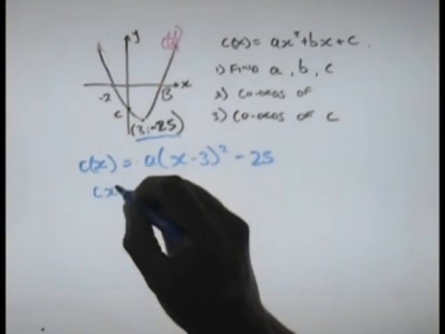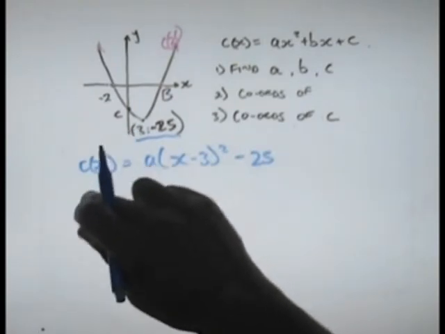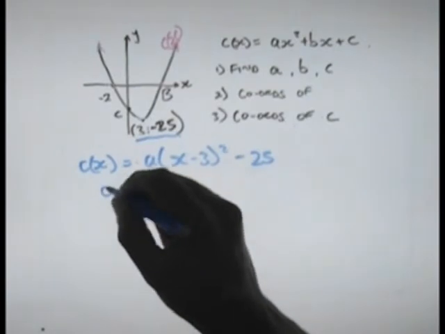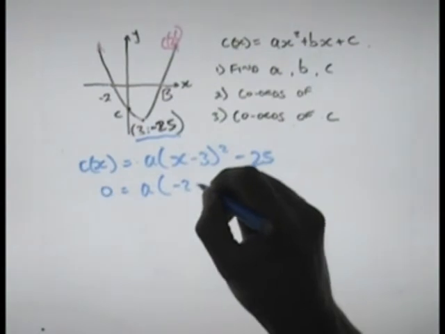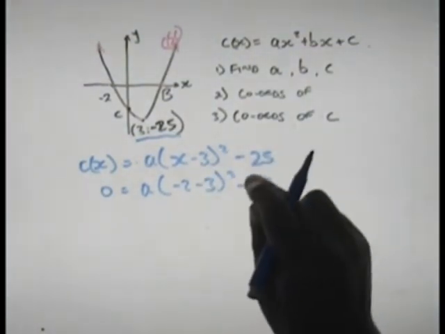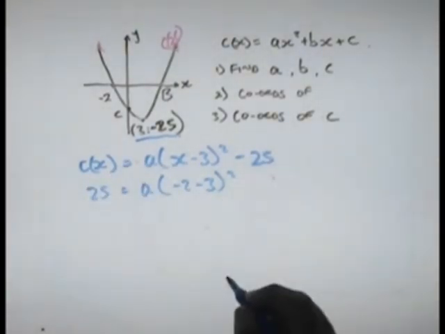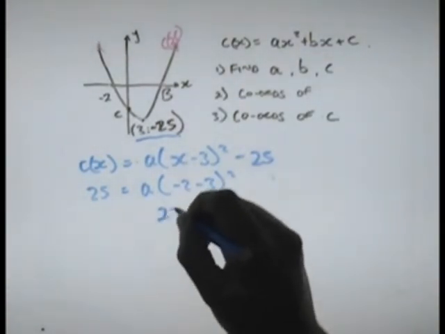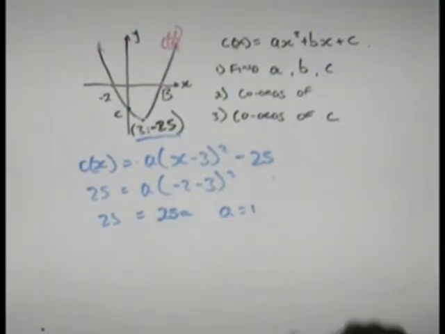That means that c of x, now to get a, I'm going to substitute any other point that I have. I've got x is equal to negative 2, y is equal to 0. So 0 is equal to a times (negative 2 minus 3) squared minus 25. Take that minus 25 over, it becomes positive 25. Negative 2 minus 3 is minus 5, squared is 25. That means that 25a is equal to 25, so a is equal to 1.